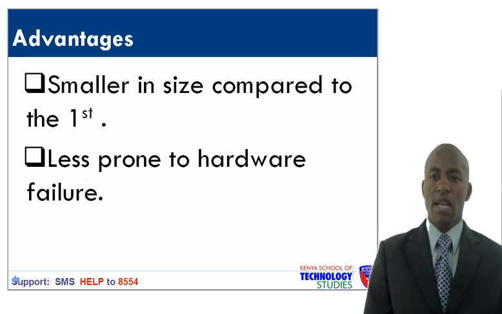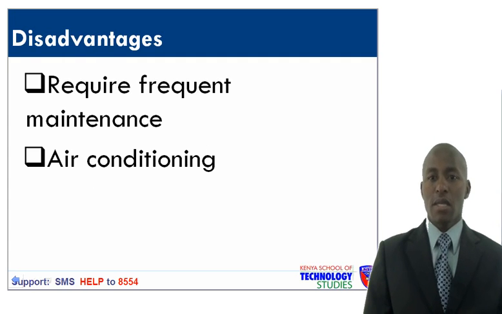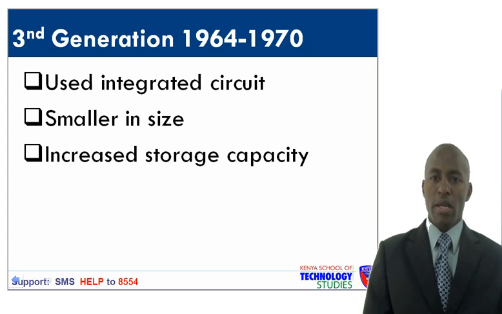Now let us look at the advantages of the second generation type of computer. It was smaller in size compared to the first generation. Again, it was less prone to hardware failure. This is only because it was not consuming a lot of power compared to the first generation. Disadvantages: it required frequent maintenance, and again, it also required air conditioning.